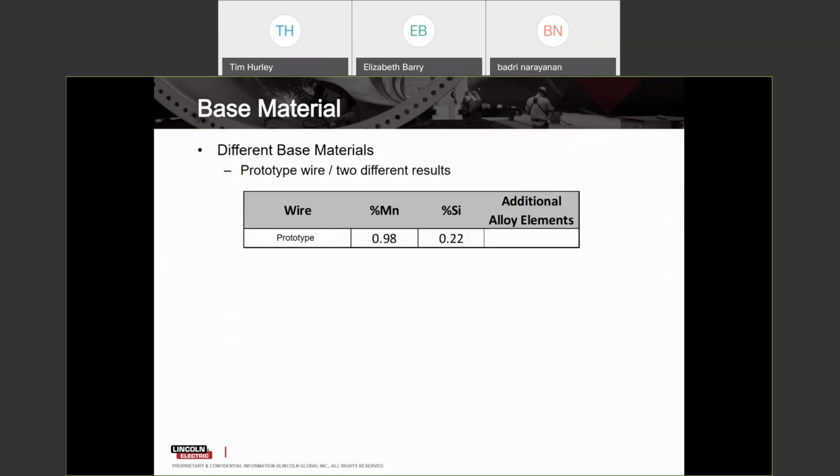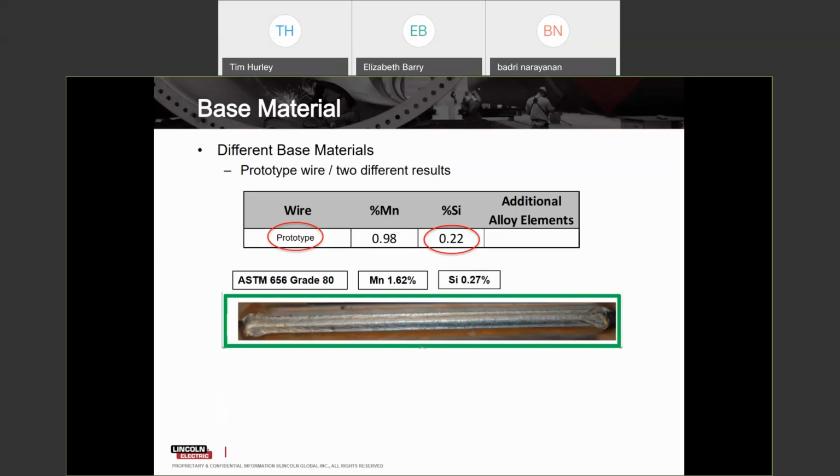So the prototype wire we developed to look at minimizing silicate islands was a very lean wire with lower manganese and lower silicon in the wire. And when we evaluated it on an ASTM 656 grade 80, which had about 1.6 manganese and 0.2 silicon, it performed really well. And we thought we had something with this prototype wire, and we thought that this gave us the best opportunity to minimize silicate islands with all the other levers which we could turn to optimize this process.